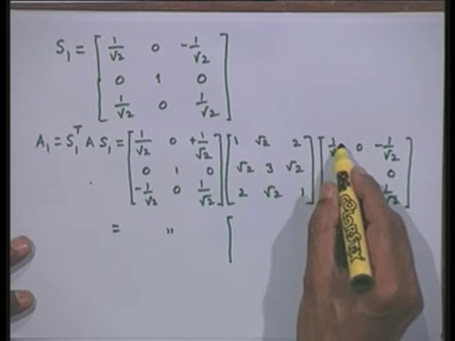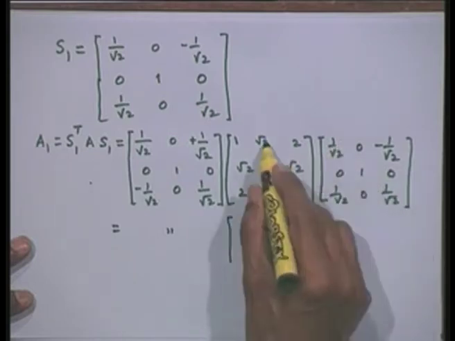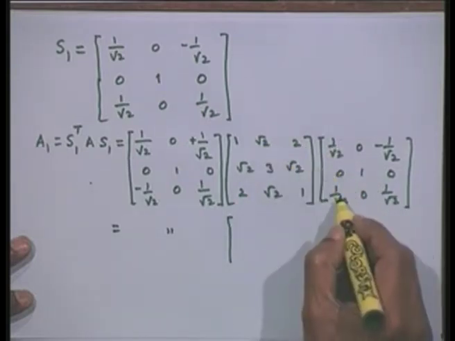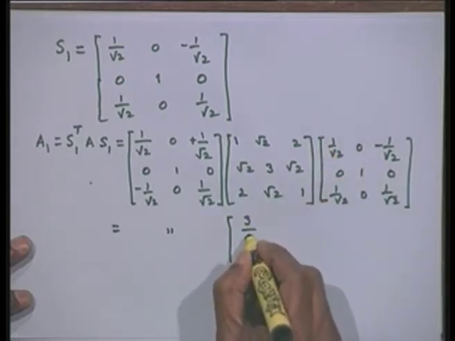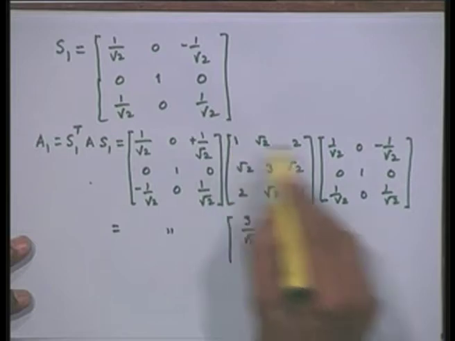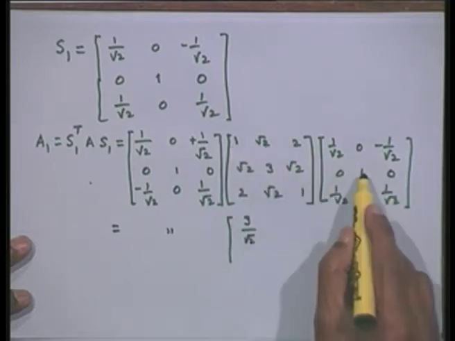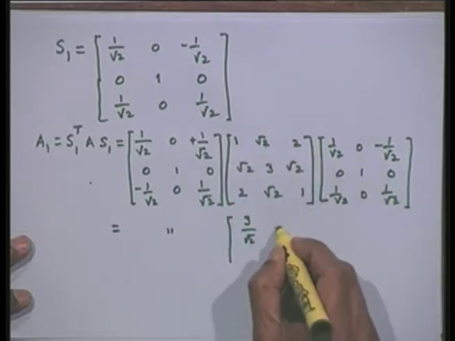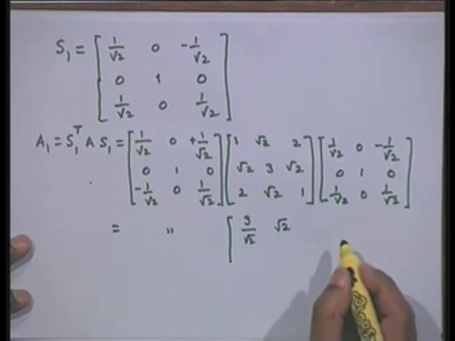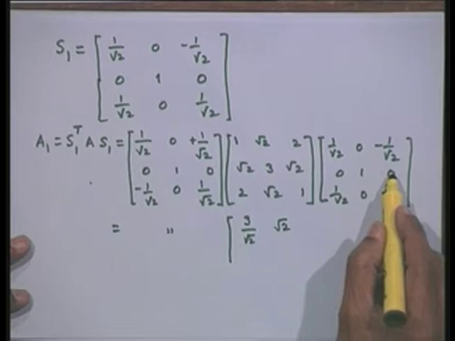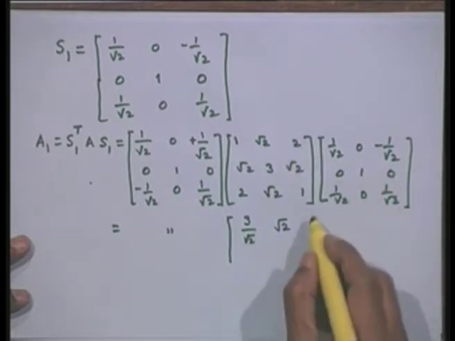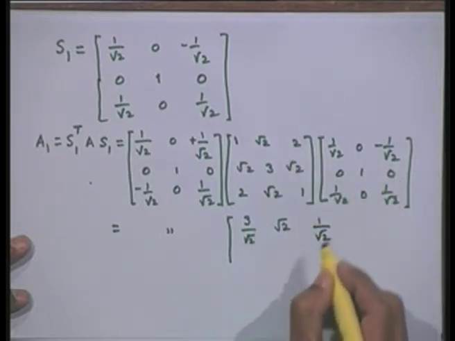So, I will have 1 into 1 upon root 2, that stays as it is, this is 0, this is 2 times 2 by root 2. So, that will be 3 divided by root 2. Then 1 into 0, root 2, 2 into 0. So, I will have simply root 2 here. Then minus 1 upon root 2, this is 0, this is plus 2 upon root 2. So, I will have here 1 upon root 2.